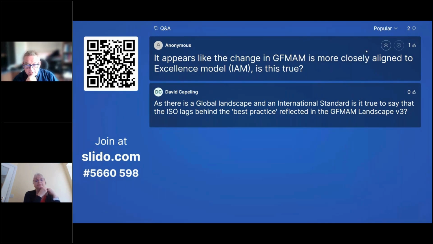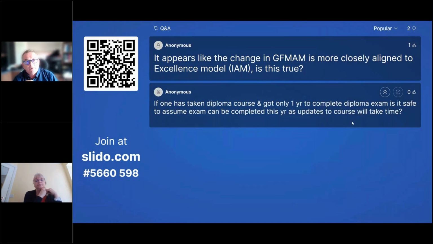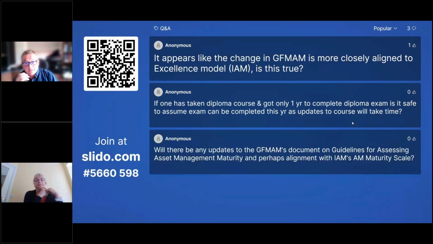Is the Global Forum more closely aligned? I think the Global Forum landscape is more appropriate for assessing maturity as you move towards excellence. So the recently updated IAM excellence guidelines is very much focused around the landscape and the subjects, rather than the ISO, because I just think it's very hard to do that against shall statements. They kind of contradict if you try and do that.